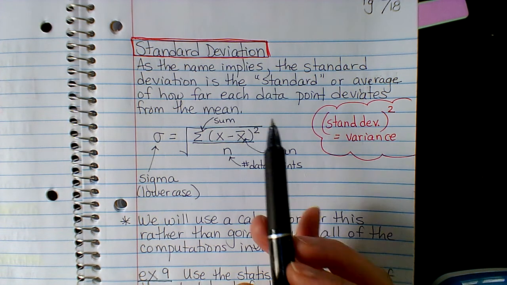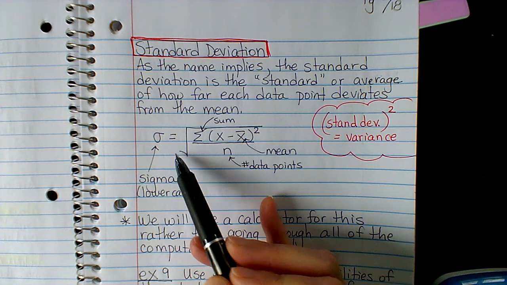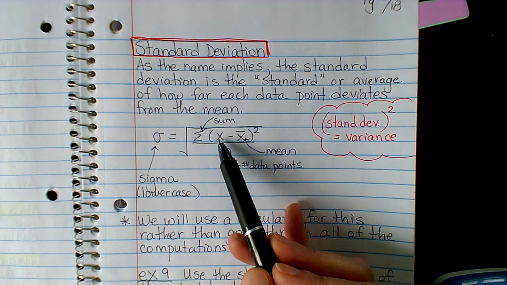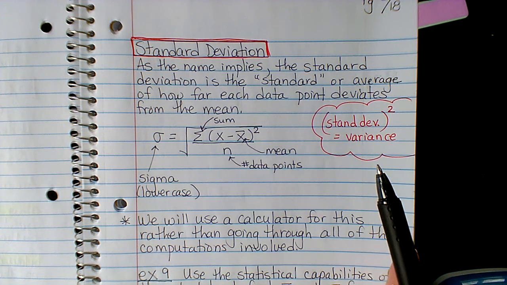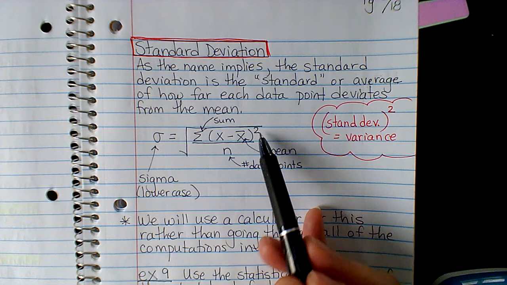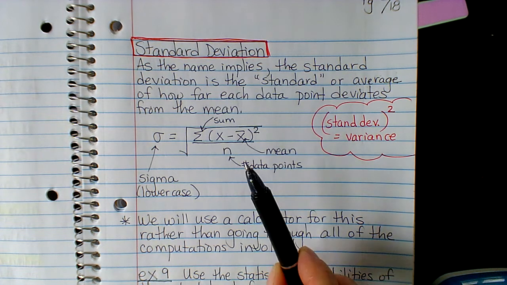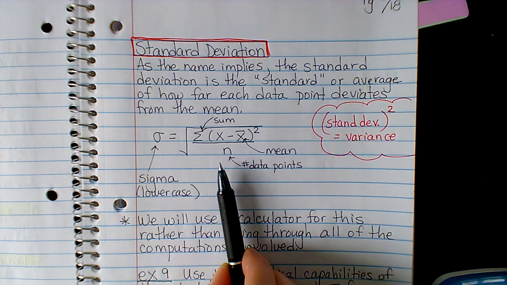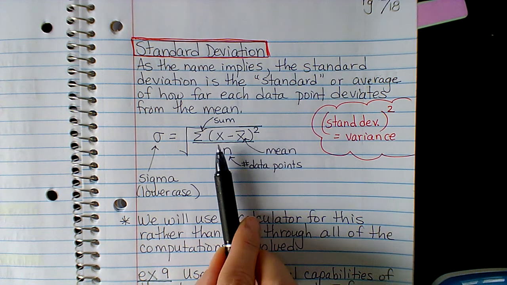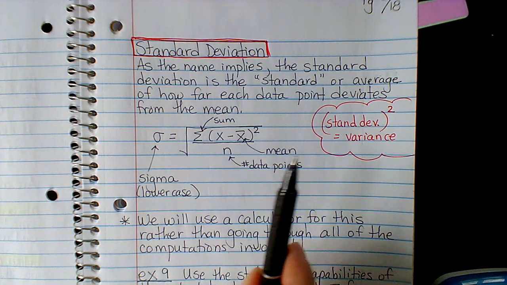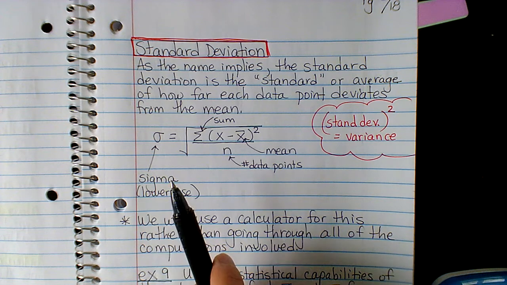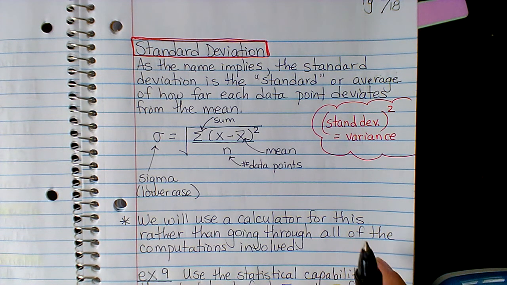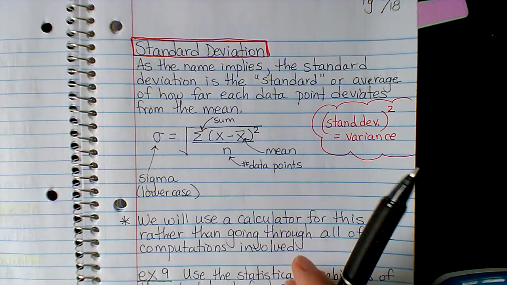The formula is a hot mess. Okay, it's just a big fat daddy square root of the sum of these differences between each data point and the mean squared divided by n. So this is very much an average, of adding them up and dividing by n. The squared is because some of these points are going to be above the mean, some are going to be below the mean, so you're going to have some of them being negative, so the squared is just to make them all positive. And then you take that square root.